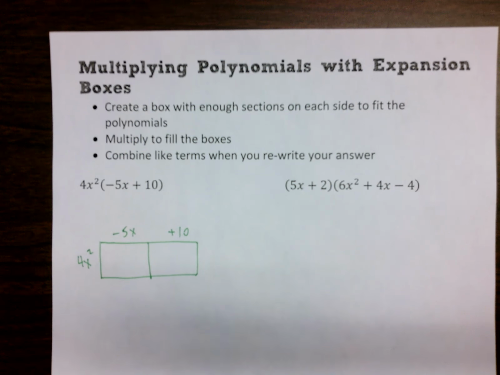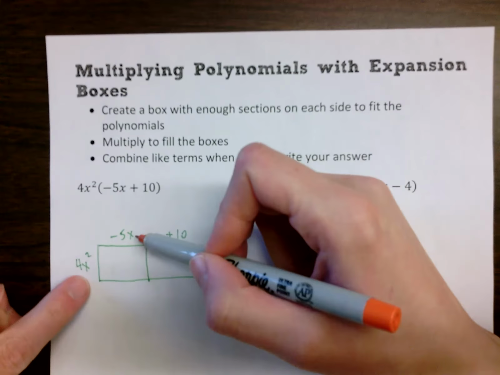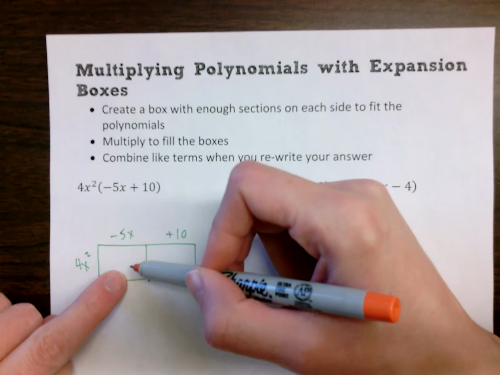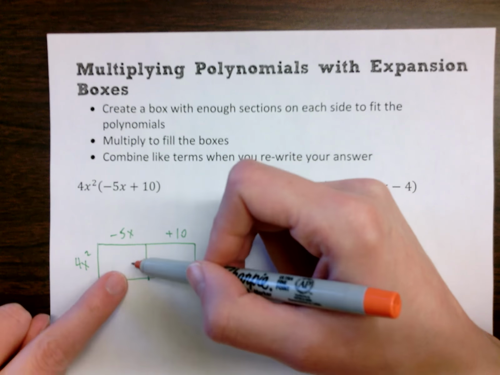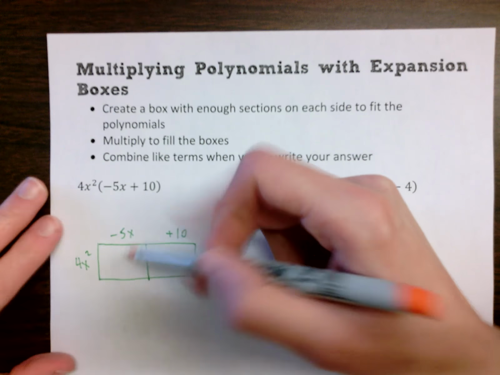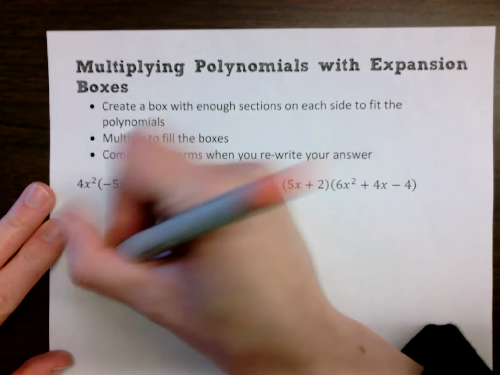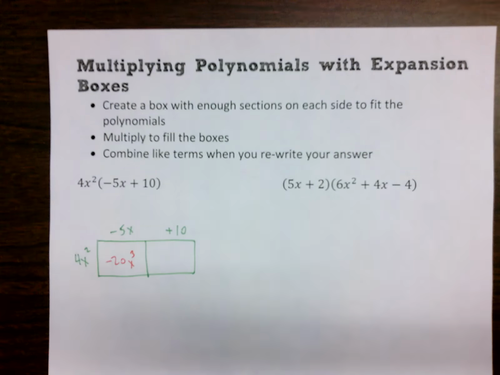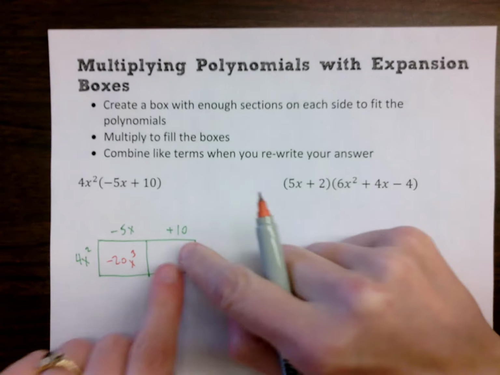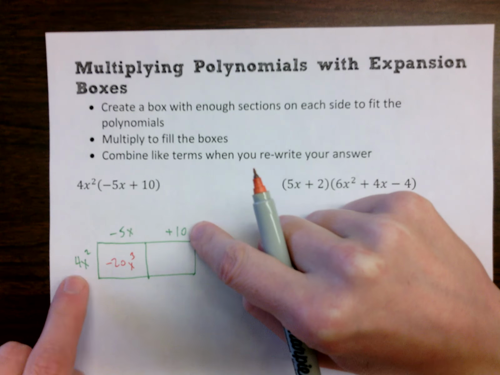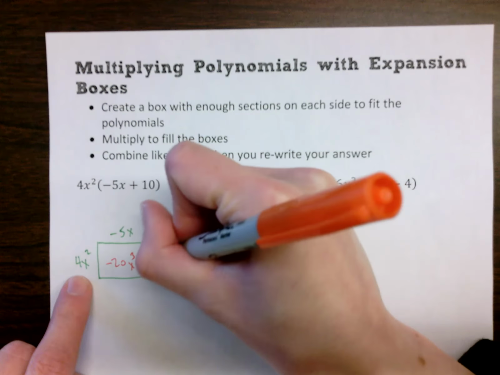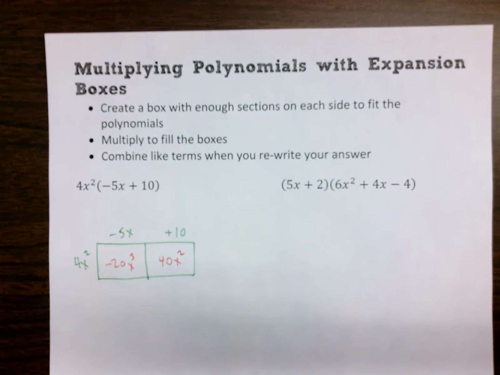All right, then what we are going to do is multiply to fill the boxes. When we're multiplying these, you're just going to multiply the stuff on the edges and write the answers inside. So I'm going to multiply 4x squared times negative 5x and write that answer in this box. So 4 times negative 5 is negative 20. X squared times x is x to the third. And then for this box, the two edges are the plus 10 and the 4x squared. So 10 times 4 is 40, x squared.